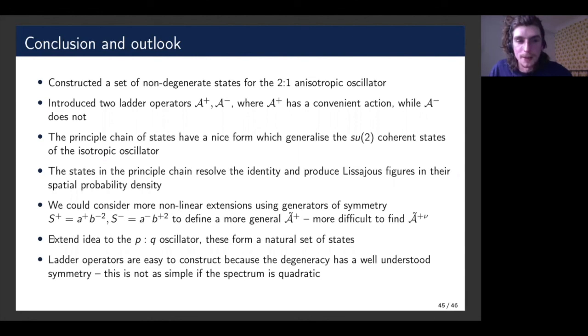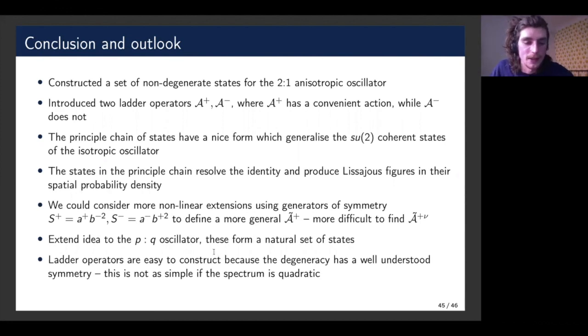And of course, perhaps a more immediate extension is extending the idea to the PQ oscillator, where P and Q are commensurate frequencies. And so if we can produce states like this, these would form a natural set of states. And if the properties of states generated for the PQ oscillator in a similar vein follow anything like they do for the 2-1 oscillator, I presume we would recover a resolution of the identity and these features. But in practice, again, similarly to these nonlinear extensions I mentioned in this previous bullet point, finding the normal ordered expansion of this operator A plus is a bit more difficult, though it is possible in certain cases.